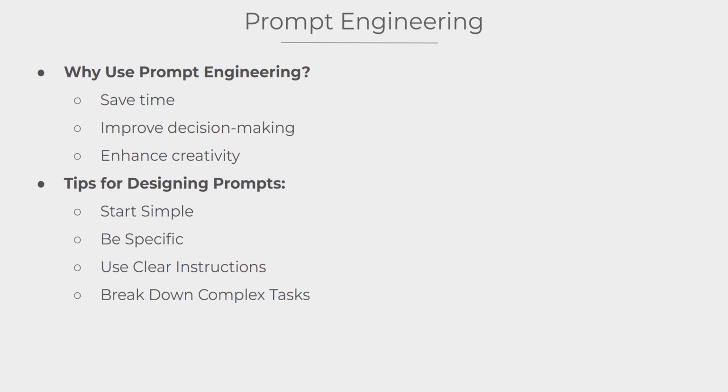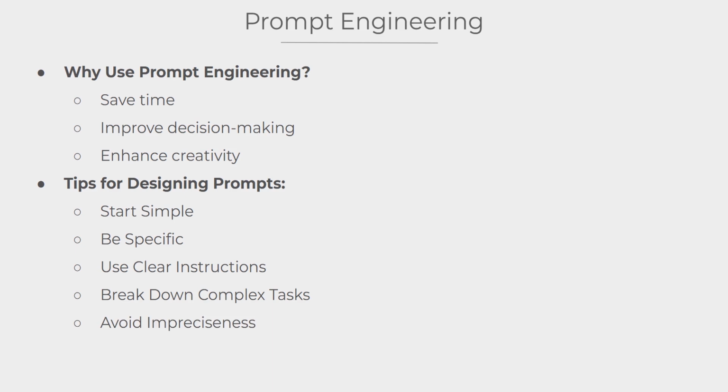The fourth one is break down complex tasks. For larger tasks, split them into smaller subtasks and build up complexity iteratively. For instance, instead of one long prompt for writing a report, you could break it into sections like write an introduction summarizing the key goals of the quarter and list the top 3 achievements and describe them in bullet points.